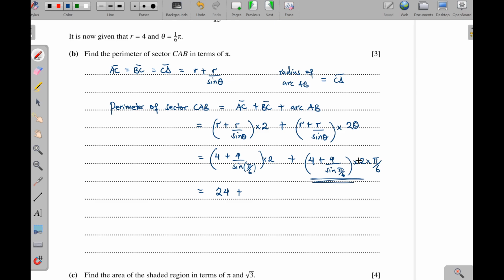Then let's come to this one here. We have seen this one is 12, and then this is pi over 3. So you have 12 times pi over 3. This one goes 4 times, so we shall have 4 pi there. So plus 4 pi. That is our answer here.